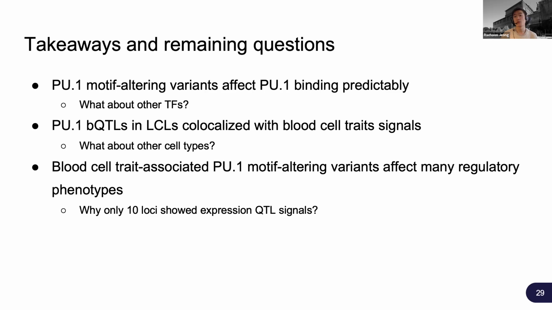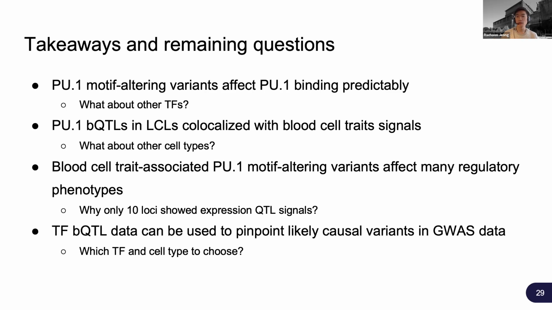And blood cell trait-associated PU1 motif-altering variants affected many regulatory phenotypes. However, only 10 showed significant expression QTLs. The remaining cases could just be weak signals that are hard to detect, or the variants that are affecting gene expression in a different cellular context. Finally, I showed that transcription factor binding QTL data can be used to pinpoint likely causal variants in GWAS data. The challenge, though, is selecting the right TF and cell type for some trait or disease because generating data always costs money and time. In my opinion, starting with a master regulator like PU1 seems like a good strategy.